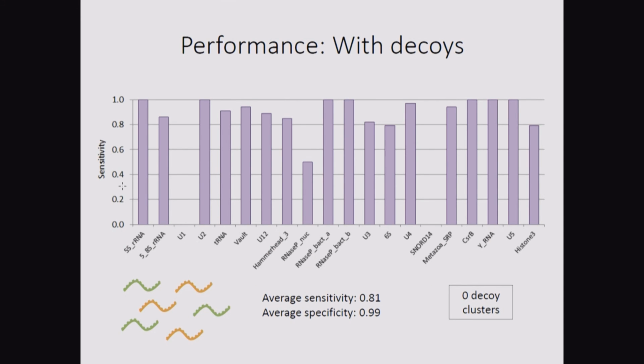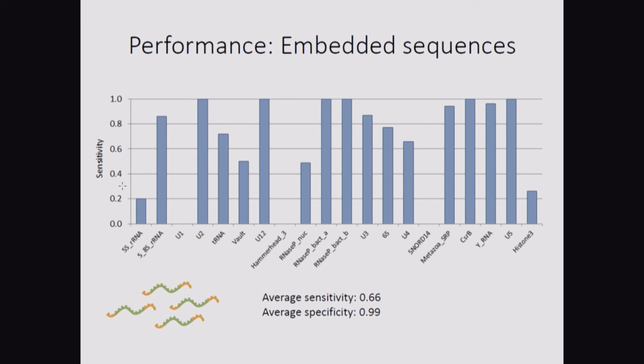On the data set with decoys, we do pretty much exactly as well as we did before. So this method works really well for rejecting things that aren't actually a motif, that don't share commonality with anything else in the data set. However, in the case of the embedded sequences, we have a little bit more trouble. Unfortunately, this is just a very difficult problem to solve. But I'll talk about one other thing that we can do in practice that helps alleviate this problem a little bit.